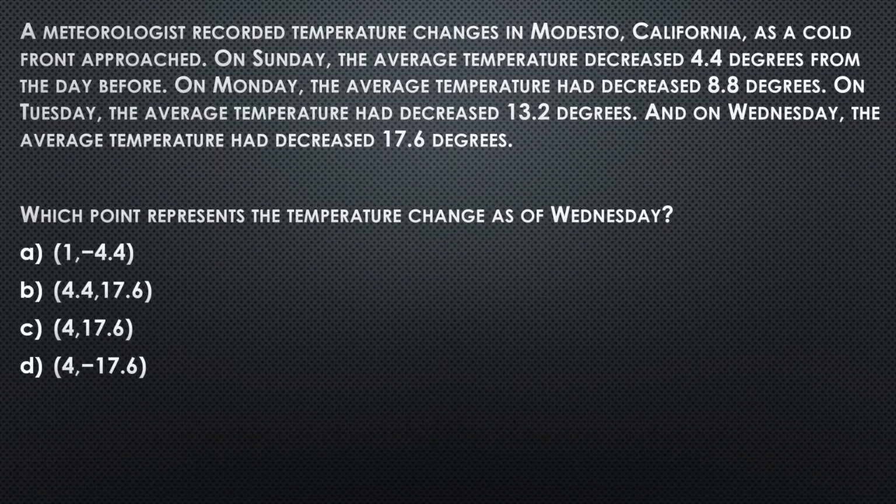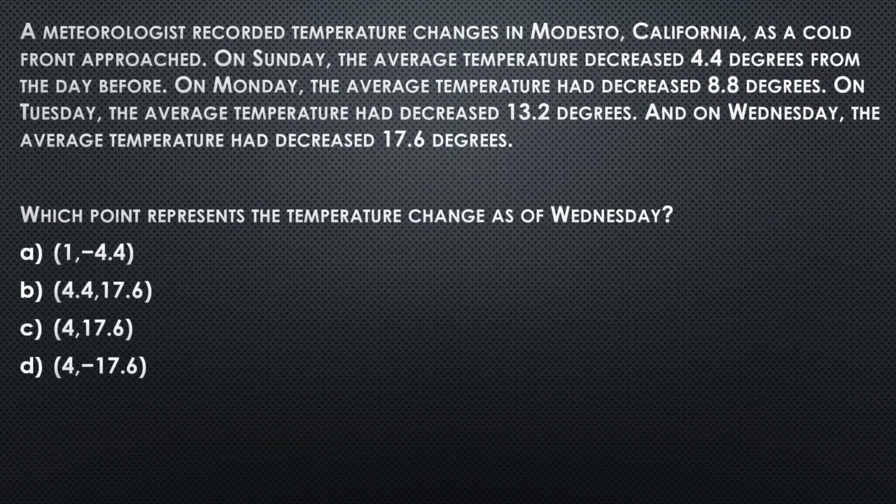All right, our next question says that a meteorologist recorded temperature changes in Modesto, California as a cold front approached. On Sunday, the average temperature decreased 4.4 degrees from the day before. On Monday, the average temperature had decreased 8.8 degrees. On Tuesday, the average temperature had decreased 13.2 degrees. And on Wednesday, the average temperature had decreased 17.6 degrees. Which point represents the temperature change as of Wednesday?